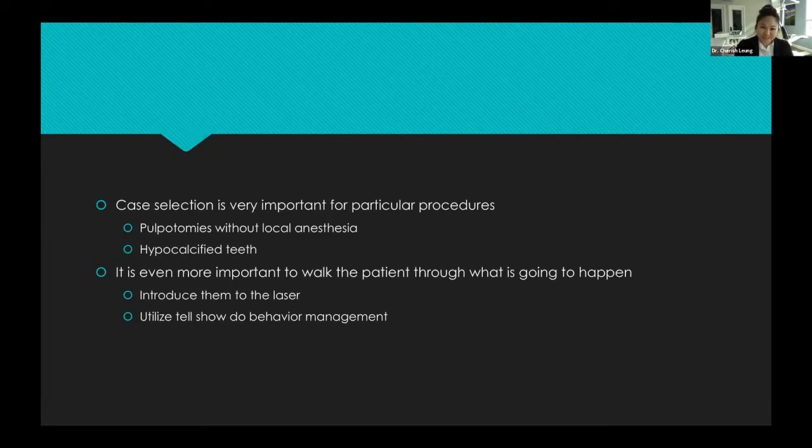The most important thing when using lasers, and anything in pediatric dentistry, is to tell them what's going to happen. Yes, you might have to use some euphemisms and make it fun, but that's what pediatrics is all about. So you're going to introduce them to the laser. Normally I show it to them. People have names for it, like this is my Star Wars lightsaber, this is my Elsa wand, or something like that. You're going to use tell, show, do for behavior management, as we always do.